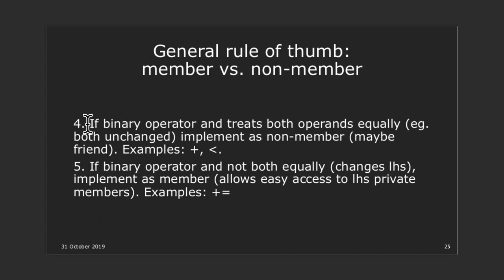Okay, here's the other kind. So if a binary operator, like plus and less than, treats both operands equally, then you should implement it as a non-member. So think about plus, right? Plus treats the first operand and the second operand equally. So that should be implemented as a non-member. But if it does not treat both operands equally, mainly because it is actually modifying one of them but not the other one, for example, plus equals, in that case you should implement it as a member.